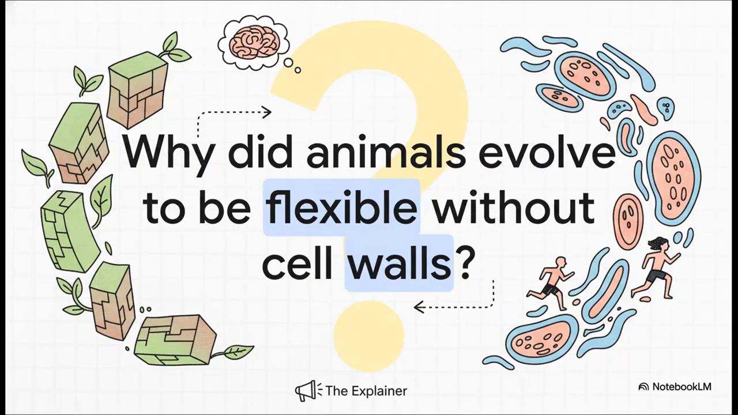And that leaves us with a pretty cool question to chew on. We've seen how useful that rigid cell wall is for plants. So what was the trade-off? Why did the entire animal kingdom give up that amazing built-in armor for a life of flexibility and movement?